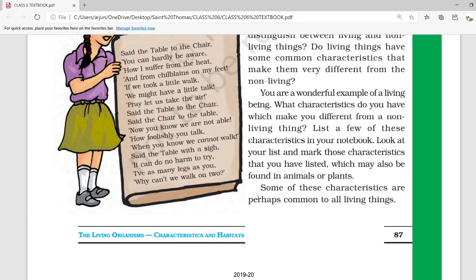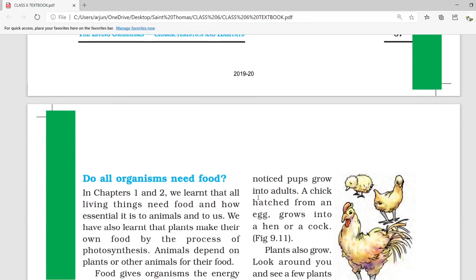List a few of these characteristics in your notebook. So today you have to list some of the special characteristics you think you have or we have that differentiate us living beings from non-living things. Okay, look at your list and mark those characteristics that you have listed which may also be found in animals or plants. Some of these characteristics are perhaps common to all living things.